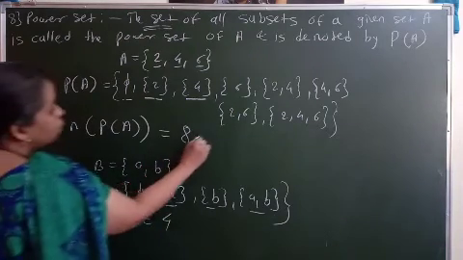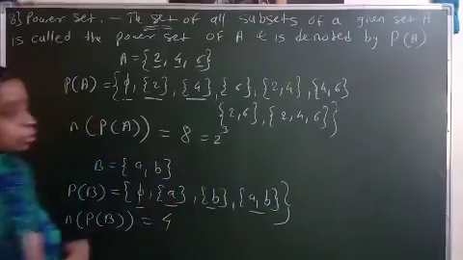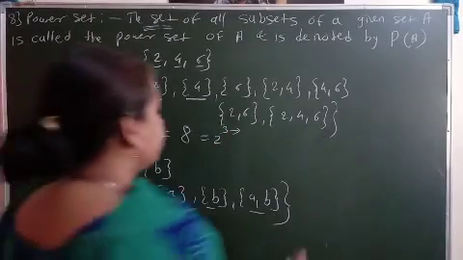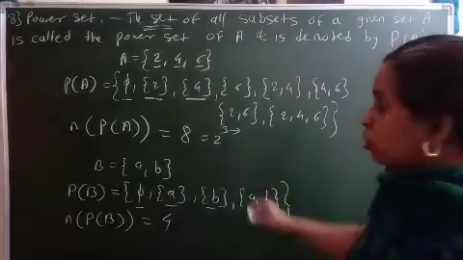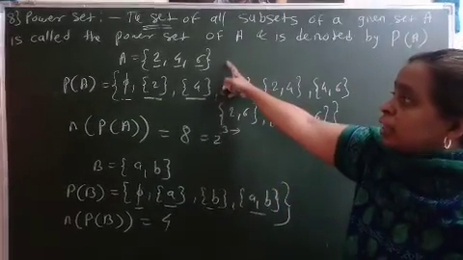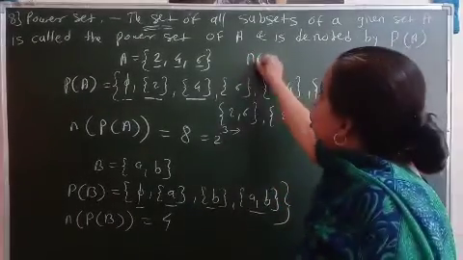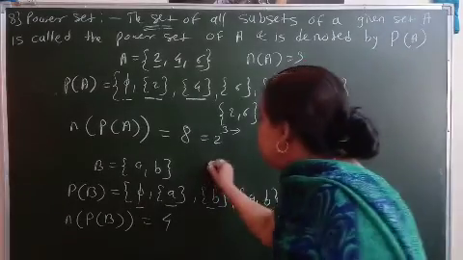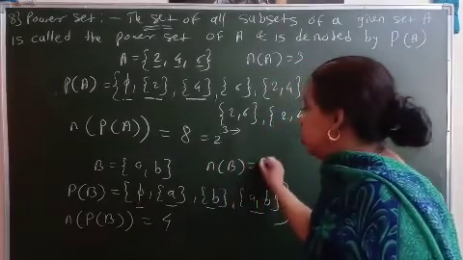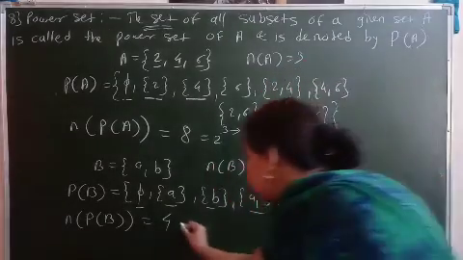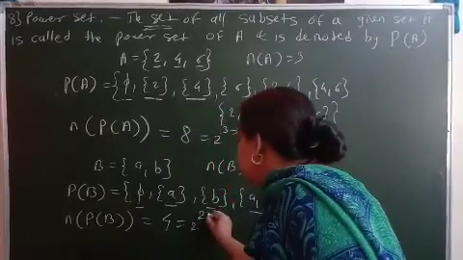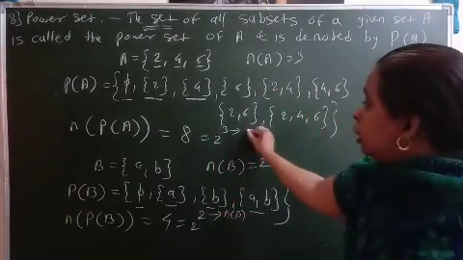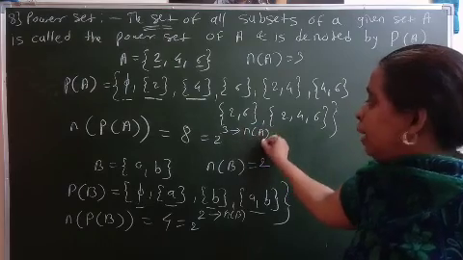This 8 means 2 raised to 3. This 3 is the number of elements in set A. n of A is 3. Now here n of B is 2. So this is your 2 raised to 2. This 2 is n of B and this 3 is n of A.